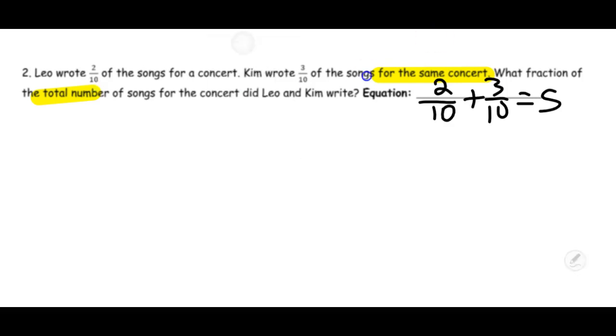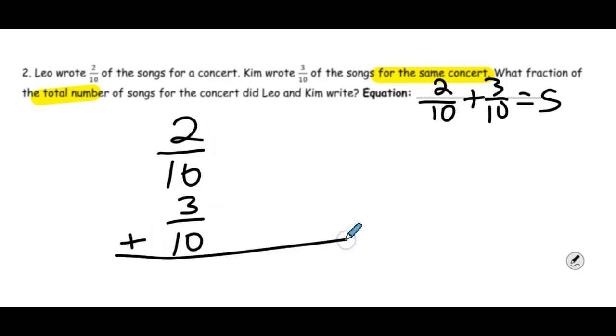Remember to write this horizontally and solve. When you have your answer, go check it. If you get it right, great, move on to the next one. If you get it wrong, do the post-it note method and circle your error before you go on to number 3. Okay, get busy.